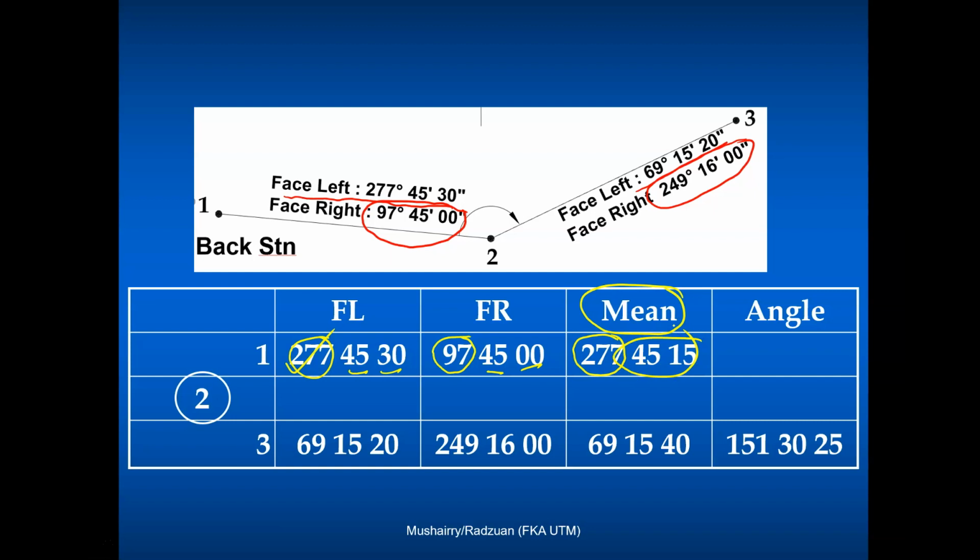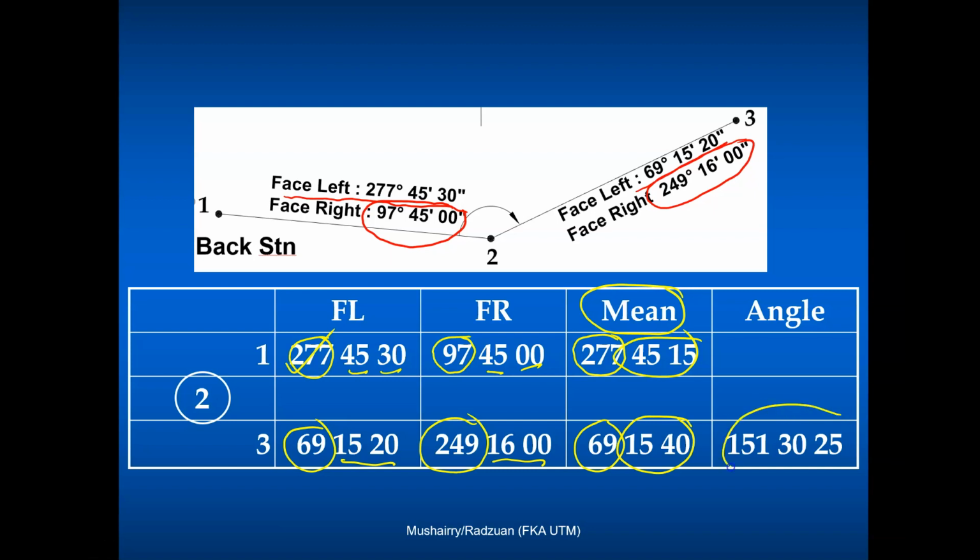Okay, similarly for the forward station, 69 on left, 249 on right, so that's good. There's a 180 degree difference. So we just write down 69, so that number is valid. Then we have 15 20 and 16 00. So in between those two numbers will be 15 40. So that's how you calculate the mean, as I explained in the previous slides.